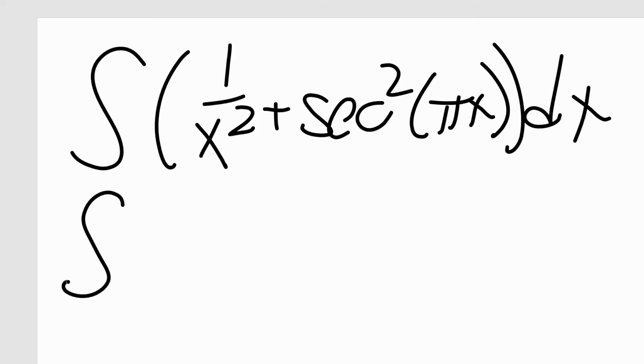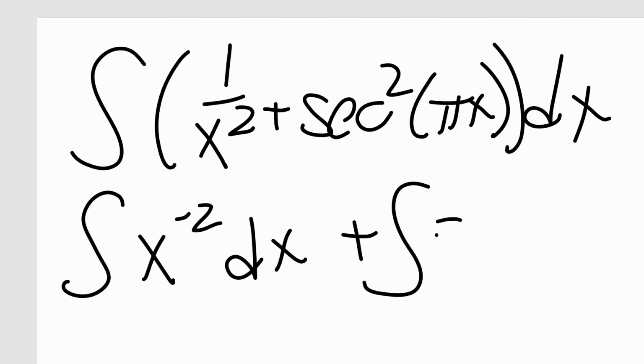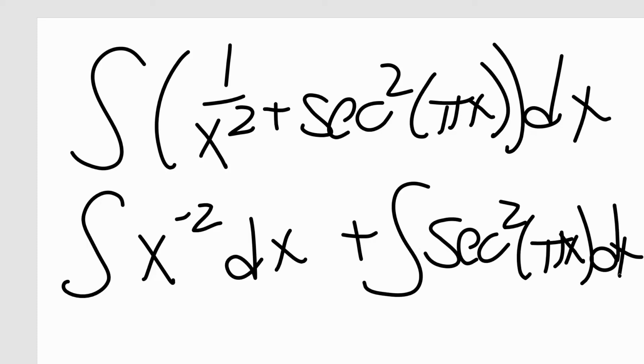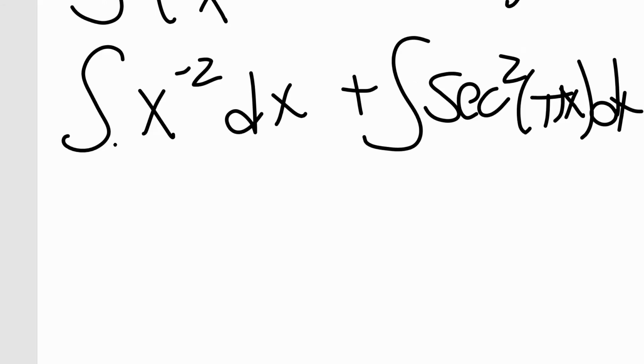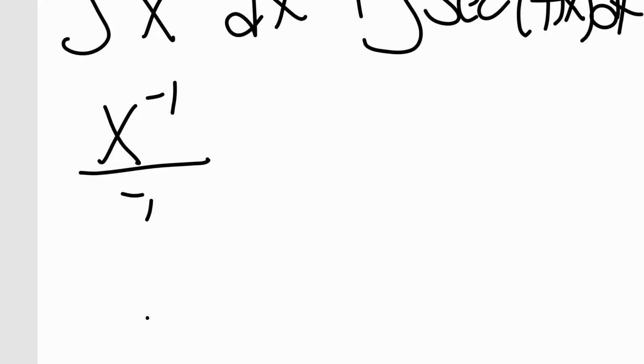So I'm going to do the integral of x to the negative 2 dx plus the integral of secant squared pi x dx. I can do each one separately because it's addition or subtraction, and then just combine them at the end. The first one, the integral of x to the negative 2 dx, is not bad at all. It is just x to a power, so we can integrate that fairly quickly. Add 1 to the exponent, I get negative 1, divide by it. So I get x to the negative 1 over negative 1, better known as negative 1 over x.